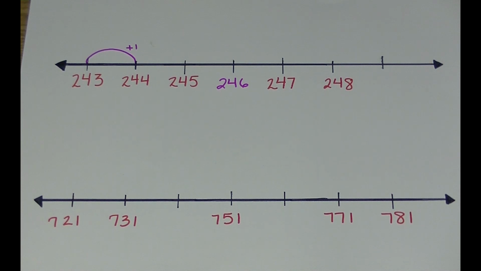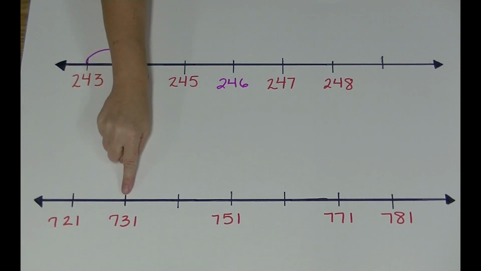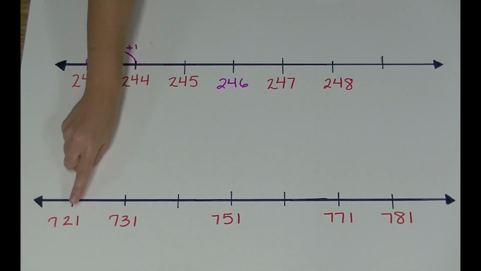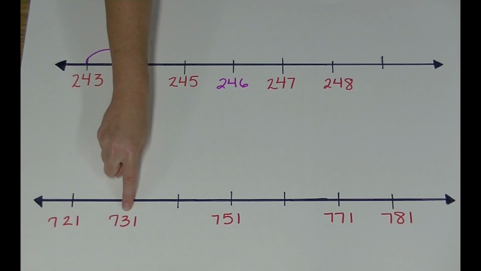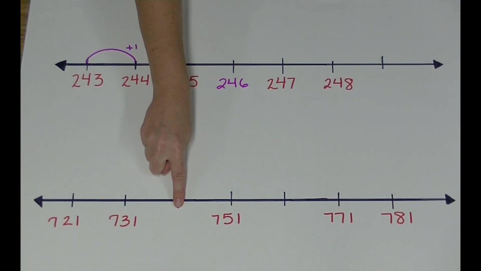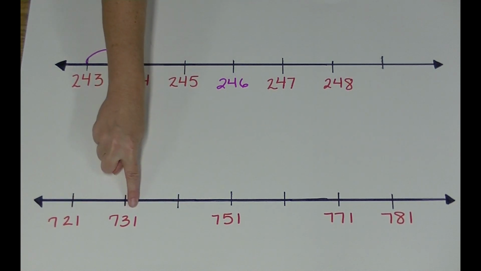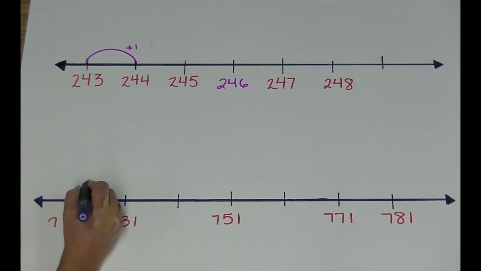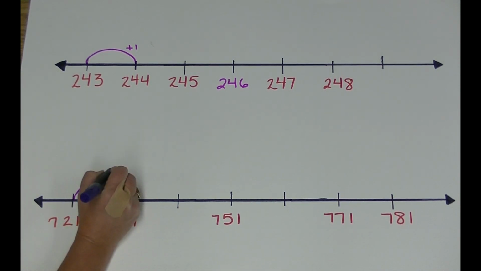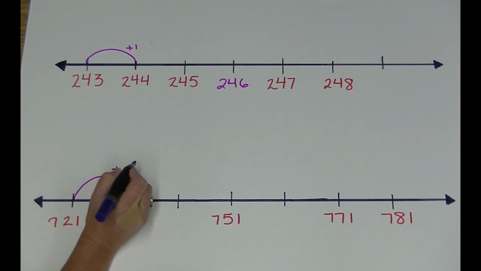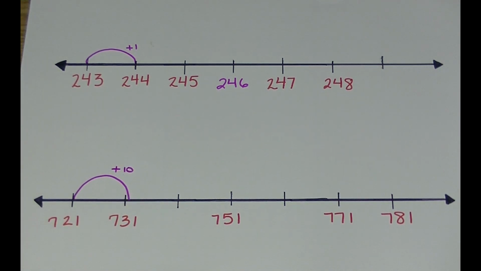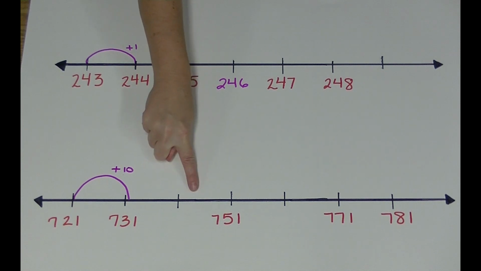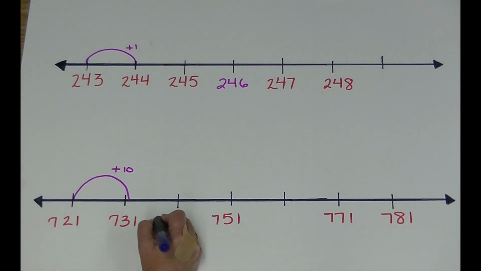Let's put our finger on 731. 721, 731. Oh, I bet you guessed it's adding 10 more. Oh my goodness, raise your right hand and pat yourself on the back if you got that right. You're adding 10 more. 10 more than 731 would be what, boys and girls? You're right, 741. Nice job.